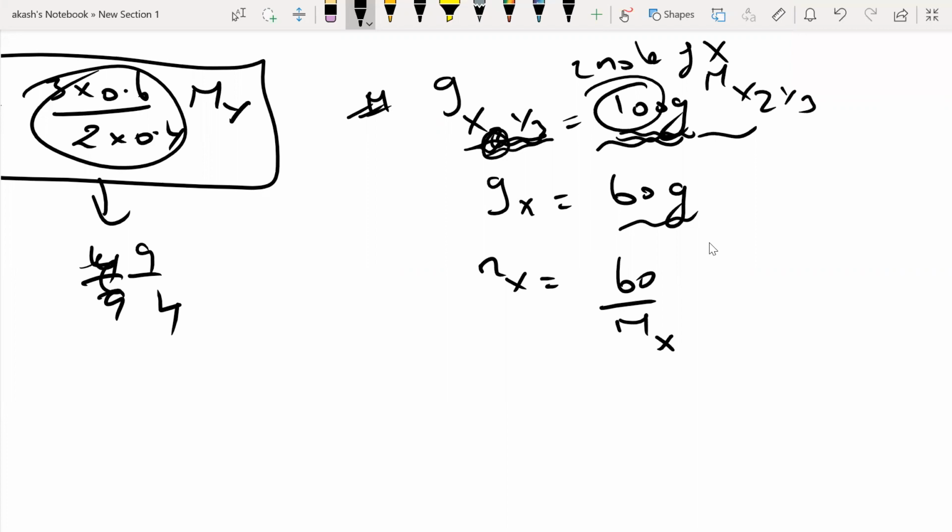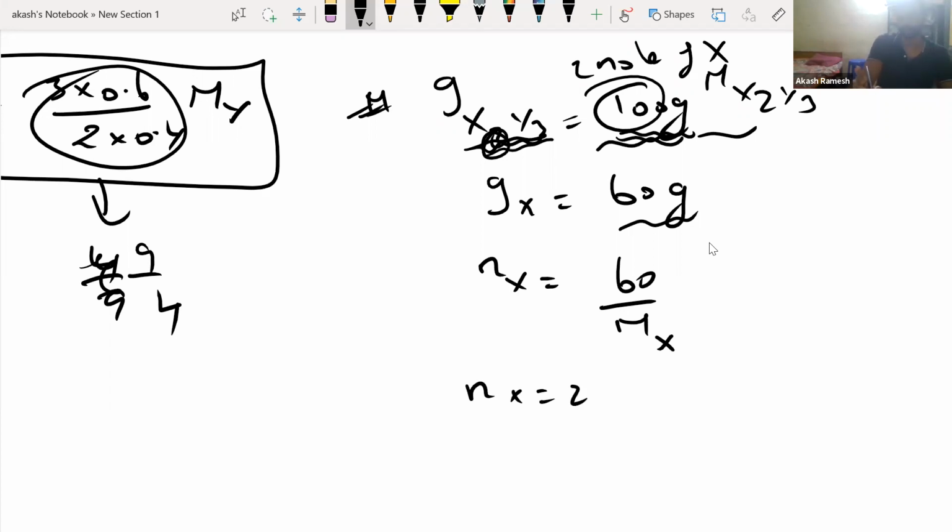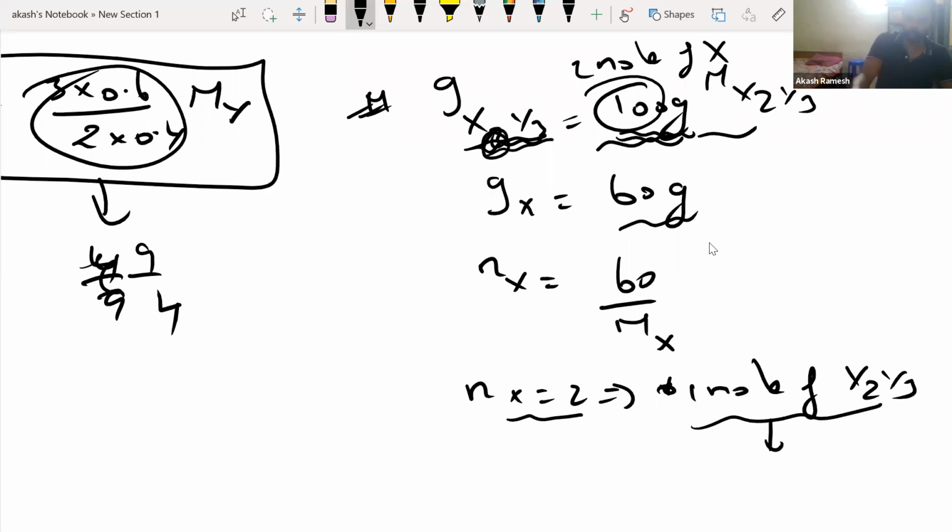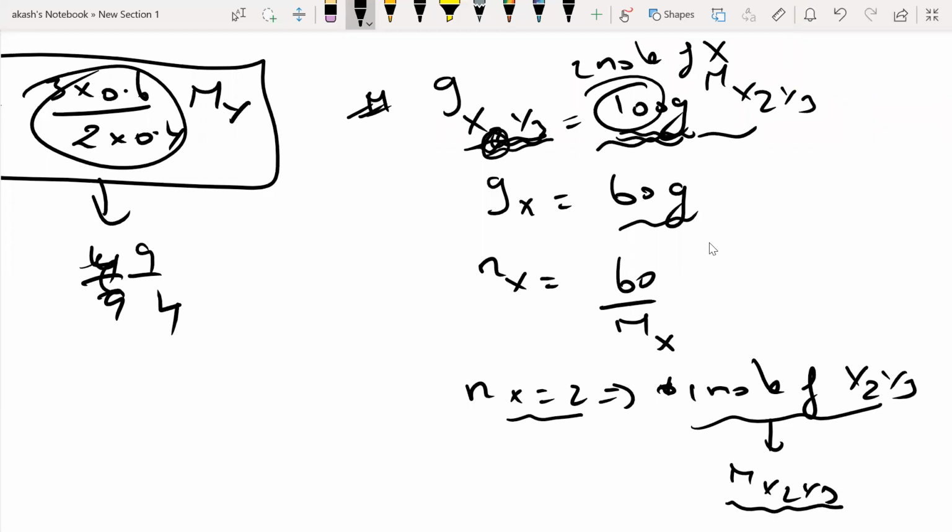Are you able to get my point? No, sir. Okay. You are saying you can take the number of moles of X as 2. Yes, this will happen only if you consider the total. 1 mole of X2Y3 will contain 2 moles of X. What will be the weight of 1 mole of X2Y3? That will be the molecular mass. So only if you consider the molecular mass of X2Y3 can you take the number of moles of X as 2 directly.